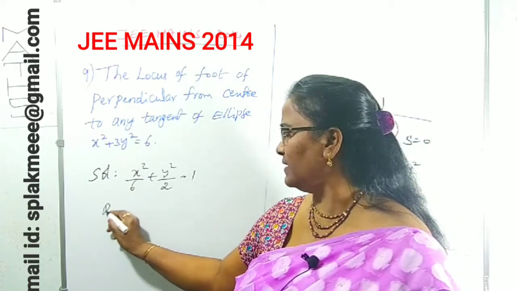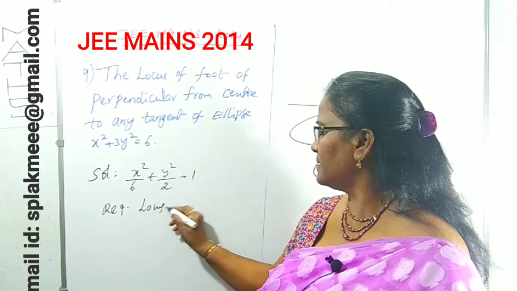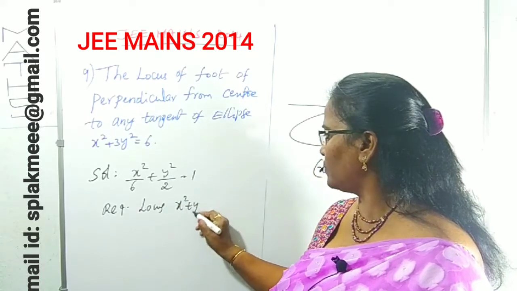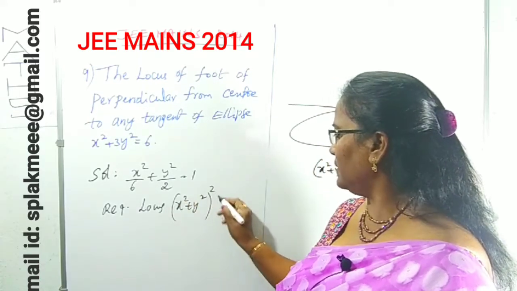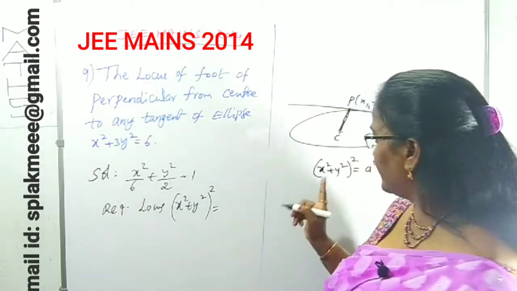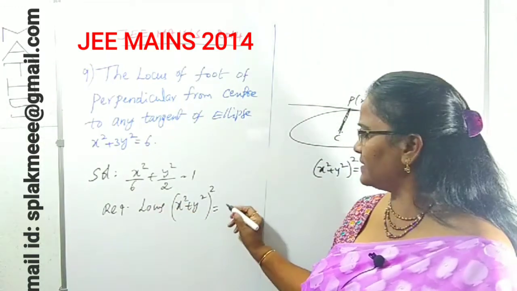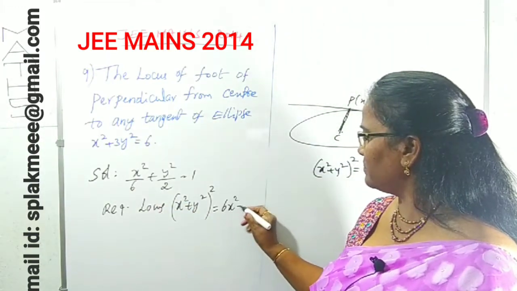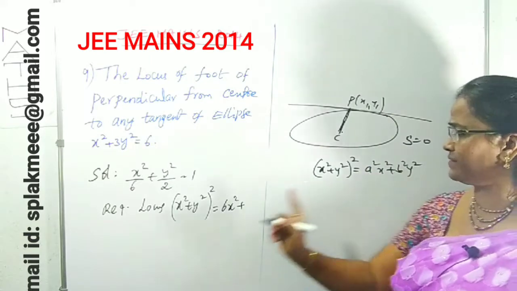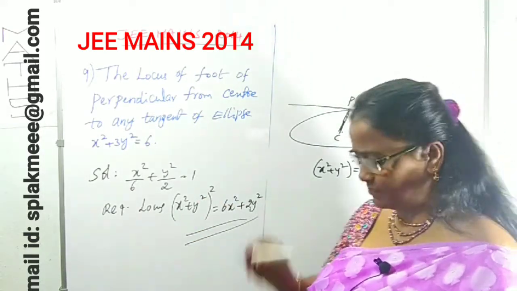Now what is required? The required locus is x square plus y square whole square is equal to a square x square plus b square y square. What is a square here? A square is 6, so 6x square plus b square y square, that is 2y square. That's it. It's very, very simple.